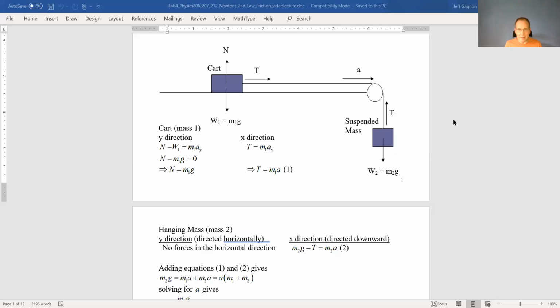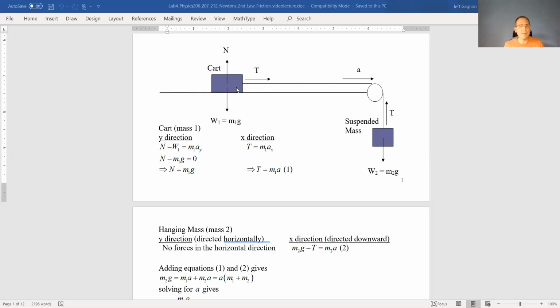Okay, so in this lab, we have a system where we have a cart. The cart is on an air track, right? So this is the air track right here. Attached to the cart is a string, and that string goes over a pulley, and then we have a suspended mass. So this is a mass, basically a hanger with some masses on it. And the cart starts at rest, which means the suspended mass also starts at rest.